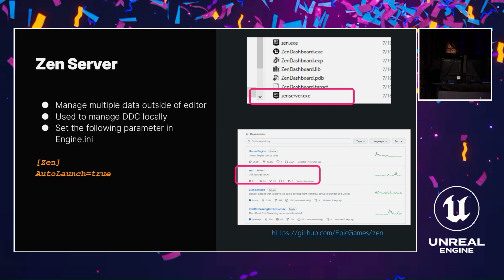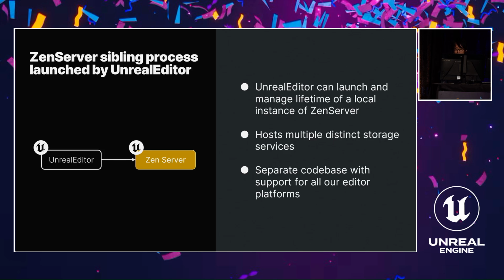For Zen Server, only the executable file is included with the engine, and by default, the source code is not included in the engine code. If you would like to obtain and modify it from the source code, please visit the GitHub page showing the link. Then, Unreal Editor can launch a local instance of Zen Server like a child process. The configuration determines whether Zen Server is automatically launched by the editor.